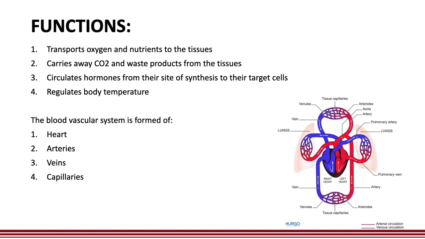The main function of the circulatory system is transport of oxygen and nutrients to the tissues. In doing so, they also concurrently carry away carbon dioxide and waste products from the tissues. They also circulate hormones from their sites of synthesis to their target cells. And blood flow to the surfaces of the body serves to regulate body temperature.